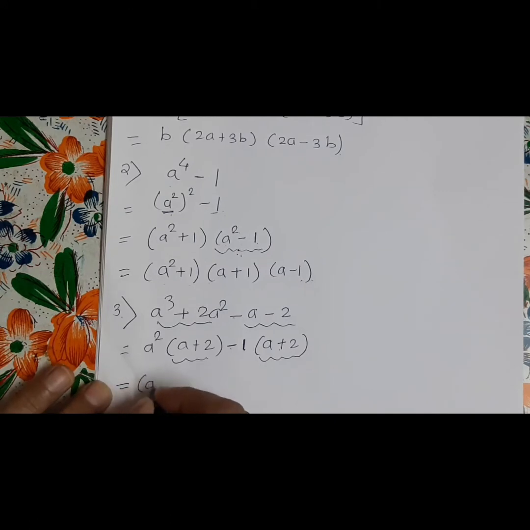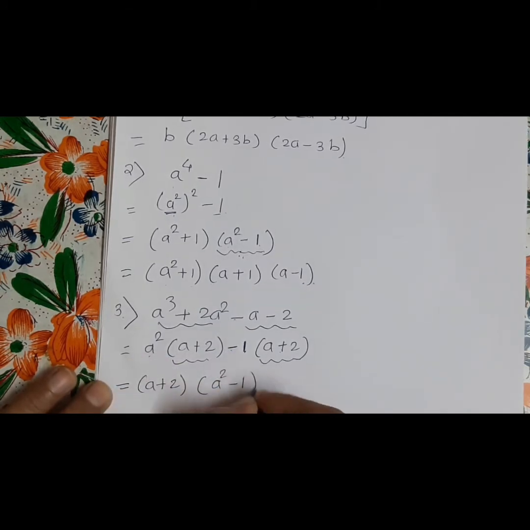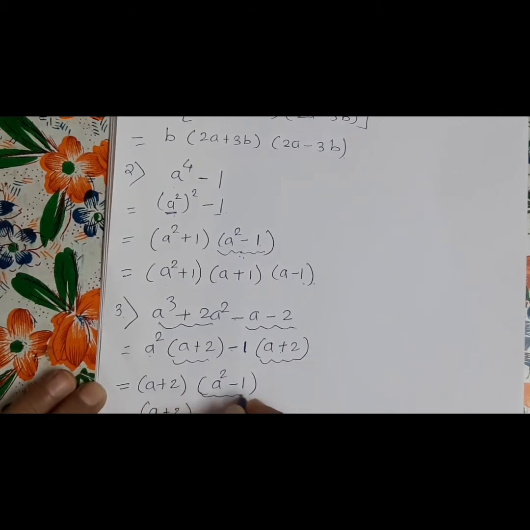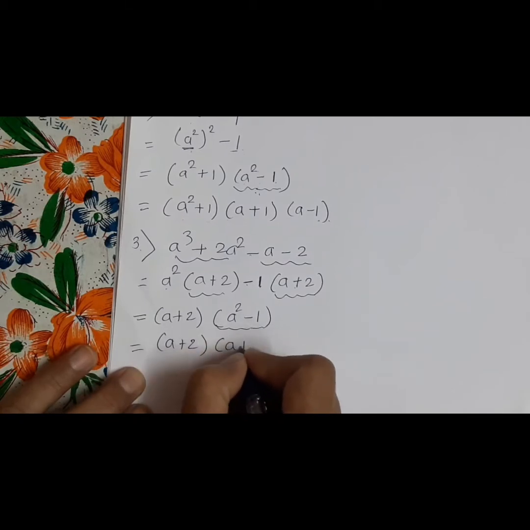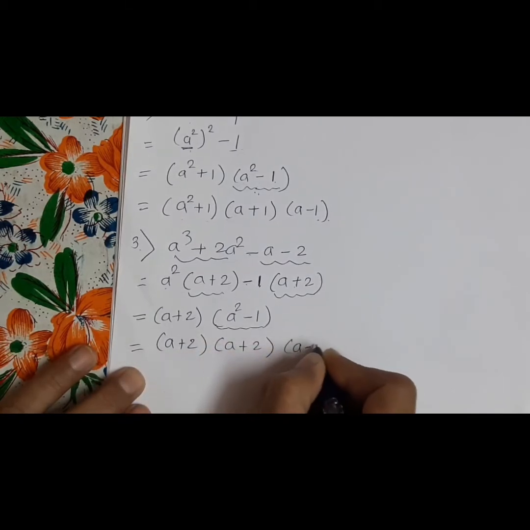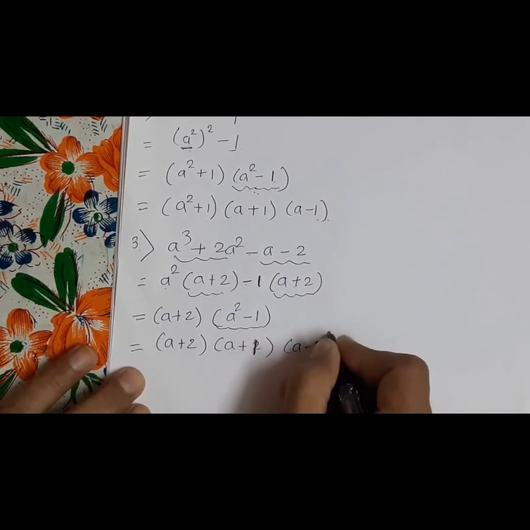Now a plus 2 is the same, so take it out. When you take a plus 2 out, what will be in the bracket? It is a square minus 1. Okay, so it is a plus 2 times a square minus 1. Once again, a square minus 1 means what? In place of that, we can write a plus 2 into a plus 1 into a minus 1.